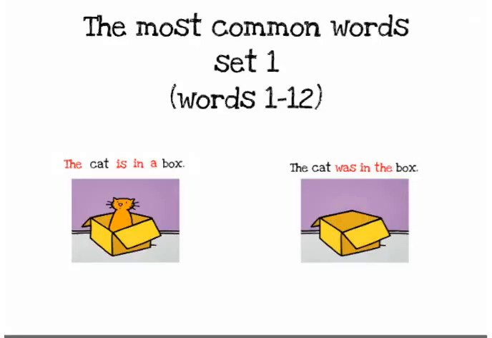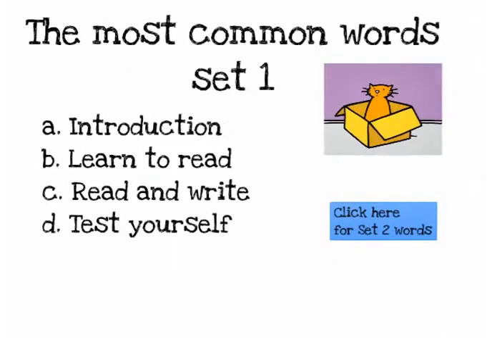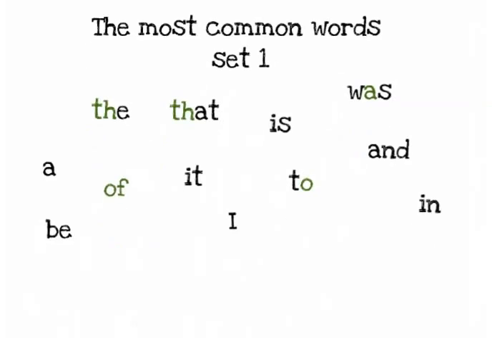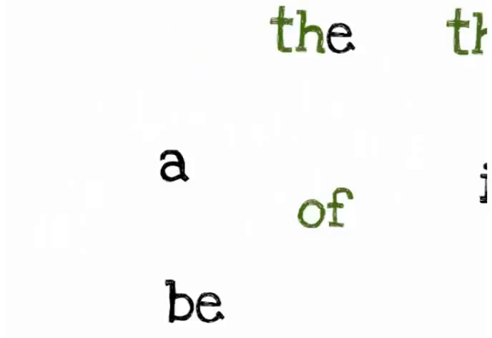This video covers the first set of words, that is words 1 through to 12. So these are really the most common, frequently used words in the English language. This is the Learn to Read video where we look at each of the words and see how we can read it. And these are all of the words. There are only 12 of them. Let's look at each one in turn.